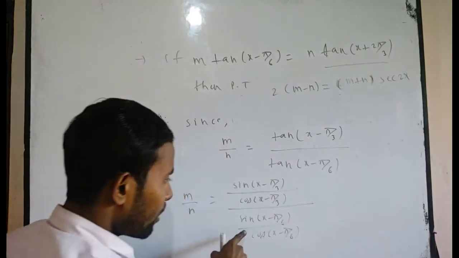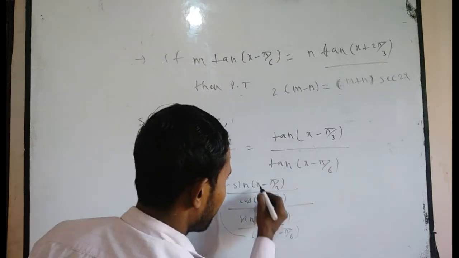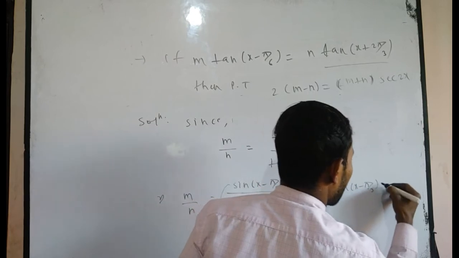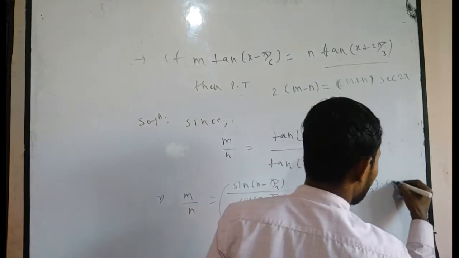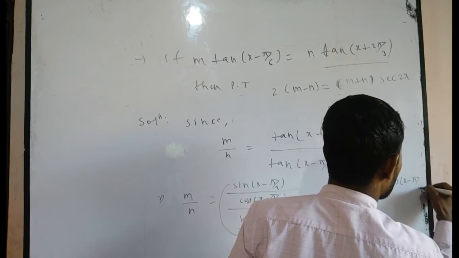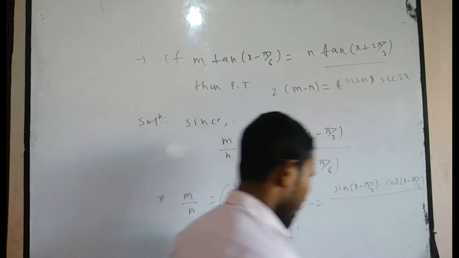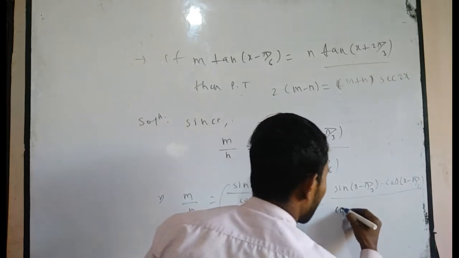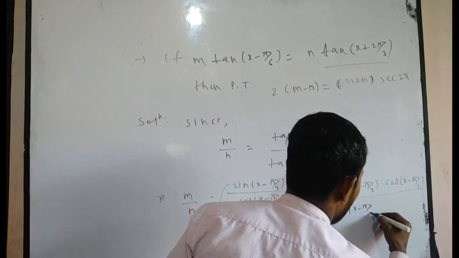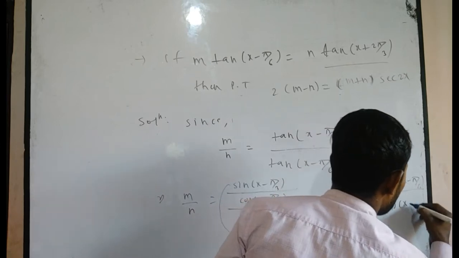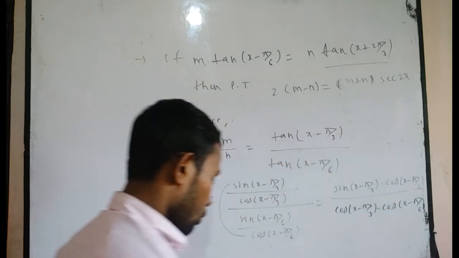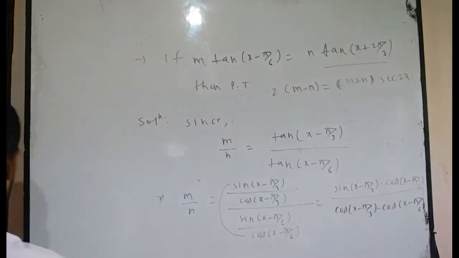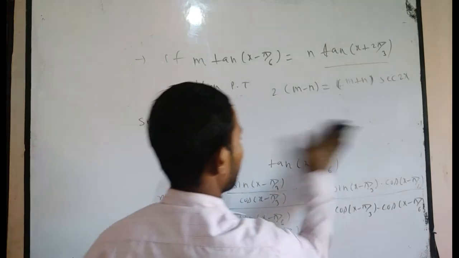Now after manipulating you get sin of x minus pi by 3 times cos of x minus pi by 6, divided by, in the denominator, can you write cos of x minus pi by 3 into cos of x minus pi by 6. So you simply get m by n is equal to this term. Now there is a simple clue in this problem.